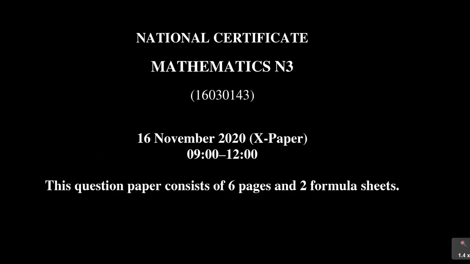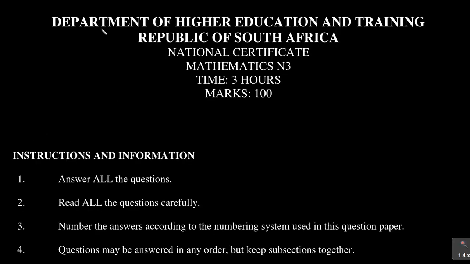Now let us look at some exam instructions which students usually ignore, but they are very important. As I said, this is a Department of Higher Education and Training. Usually we shorten it as DHET, and it is a national certificate. It's Mathematics N3. The time is 3 hours, and the mark allocation of this paper is out of 100 marks.